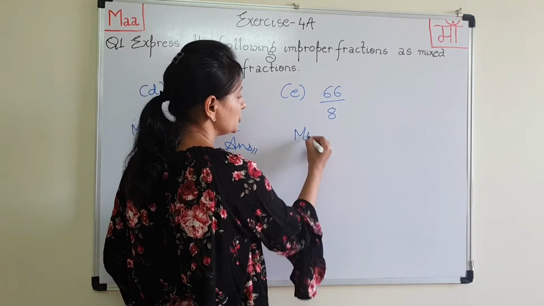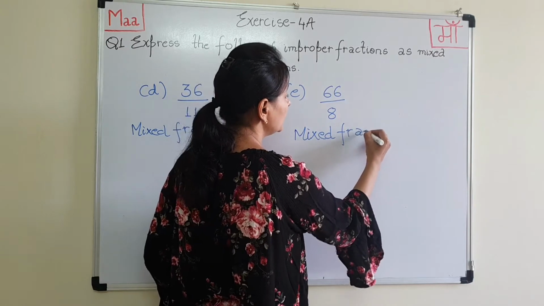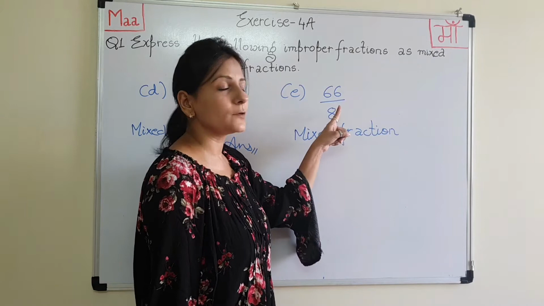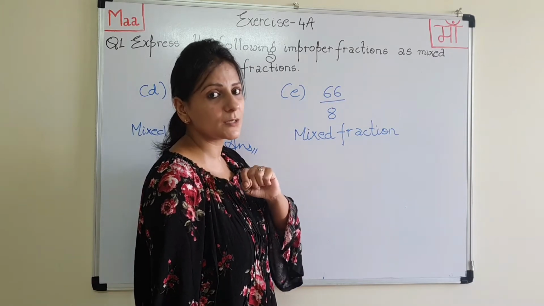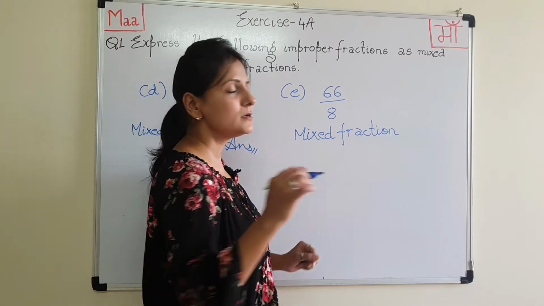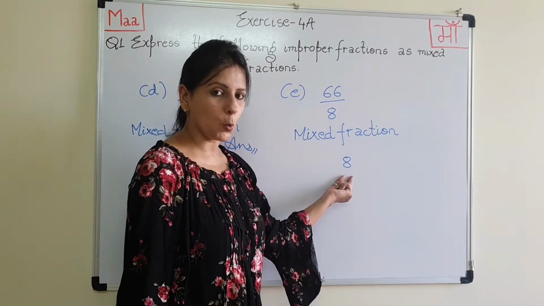Again, if I do it directly, then you have to search for the number smaller than 66 in the table of 8. The number smaller than 66 in the table of 8 is 64. It comes 8 times. 8 eights are 64. So that 8 will come in the center as a whole number.